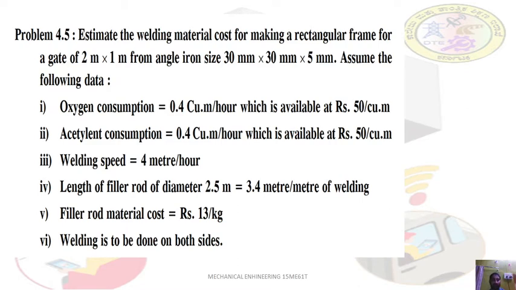Acetylene consumption is 0.4 meter cube per hour, which is available at 50 per meter cube. Welding speed is 4 meter per hour, so in 1 hour we can weld 4 meter. The length of the filler rod required is 3.4 meter per meter of weld. The diameter of the filler rod is 2.5 millimeter. The filler rod material is 13 rupees per kg. Welding is to be done on both sides.